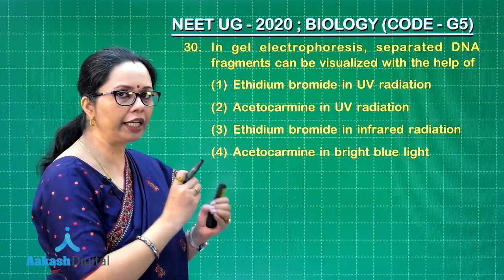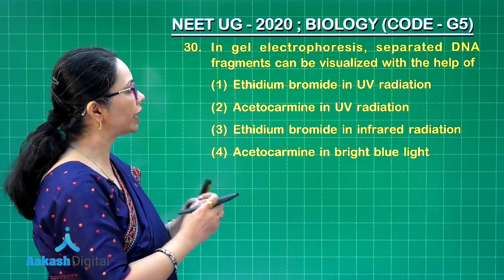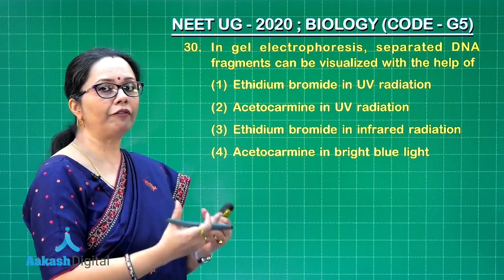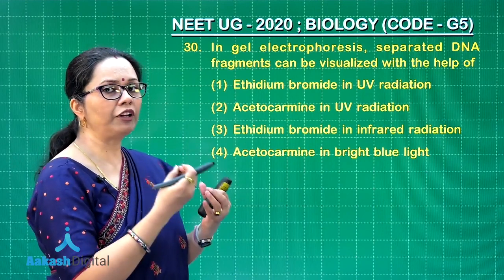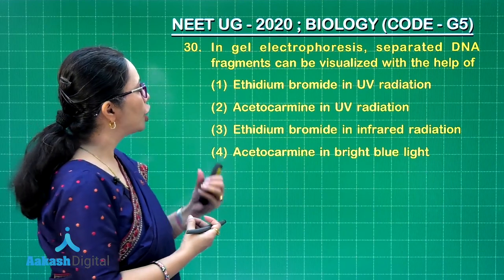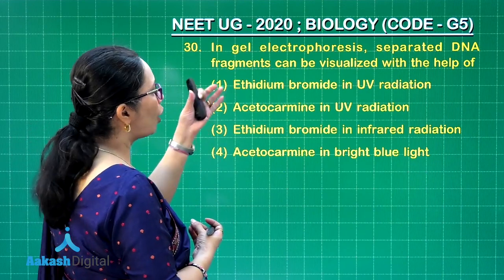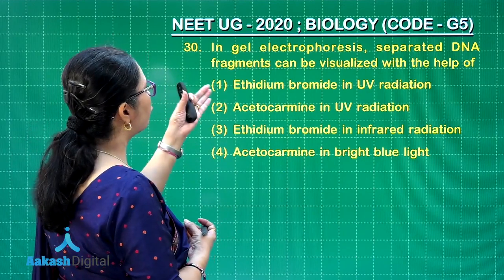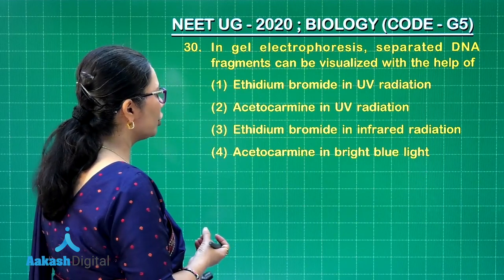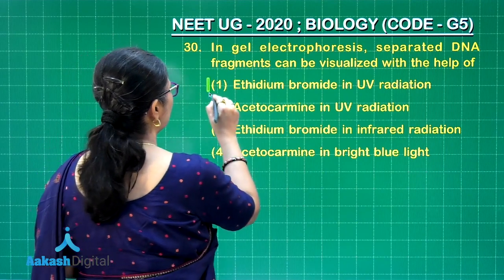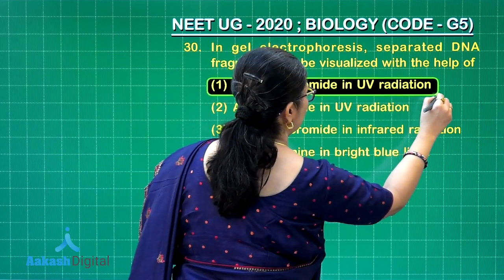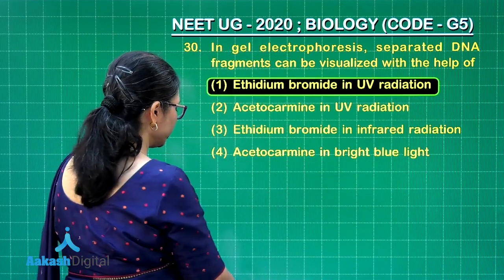it is only the DNA which will get stained because it is an intercalating dye, and then we have to pass UV light through it, the DNA will appear as orange bands. So in this case we can see out of the choices given to us, the first one, ethidium bromide in UV radiation. So this would be our correct choice, that is the option 1.